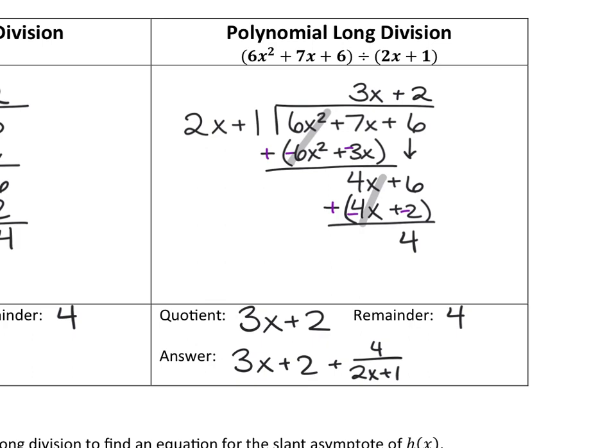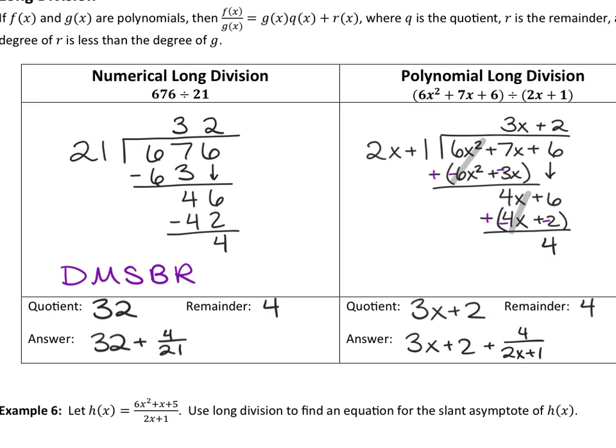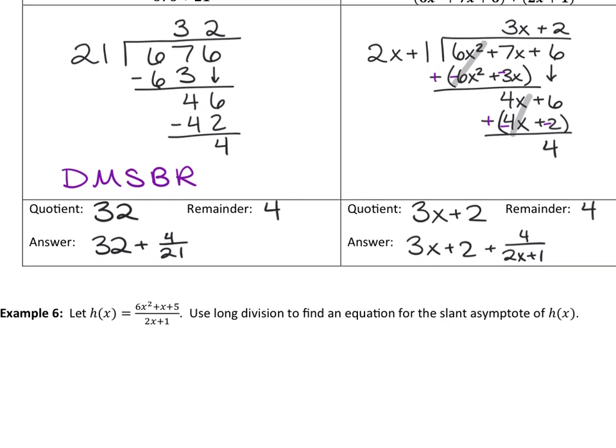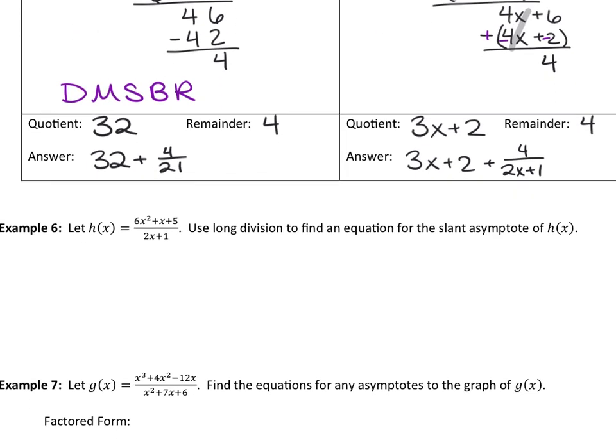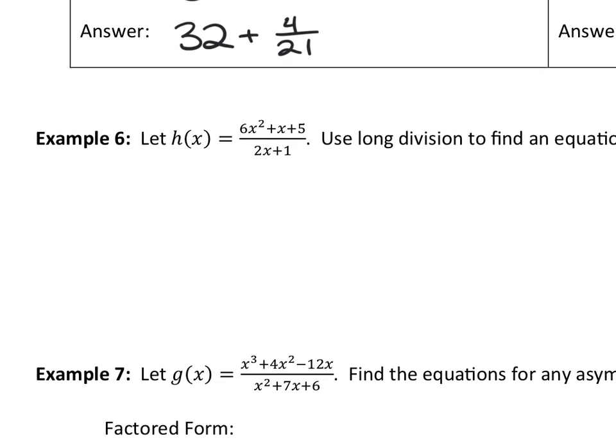So take a look at that again. These are the exact same steps with the exact same numbers. One is just amped up to be polynomial long division. So let's use polynomial long division again to find the equation for the slant asymptote of h of x. Because by finding the answer to these questions, minus the remainders, we actually have the slant asymptote.